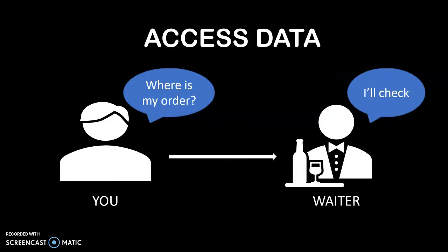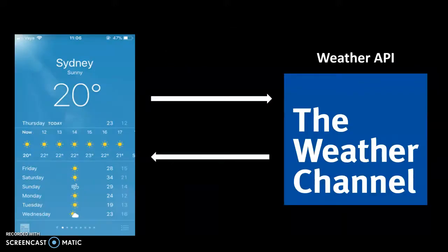And another example would be the weather app in our devices. So Google or Apple would not have gone out to put temperature sensors all over the world, but instead these apps use the API from third parties. So in this case, iOS uses the API from the Weather Channel. And the APIs allow apps and other services to exchange info.